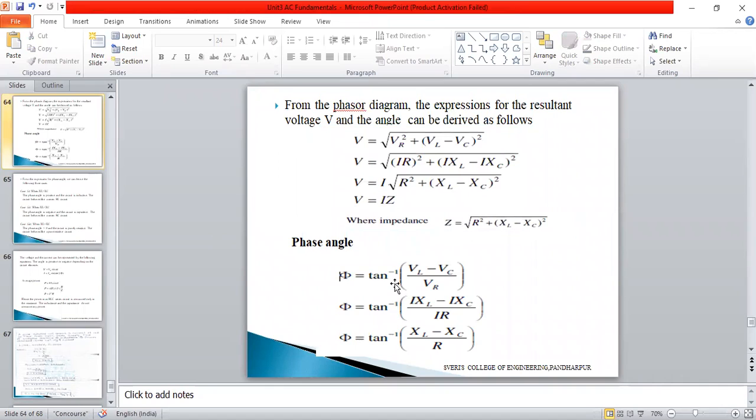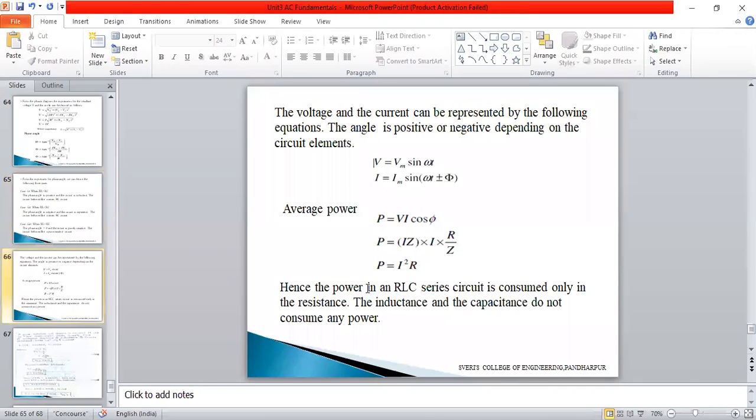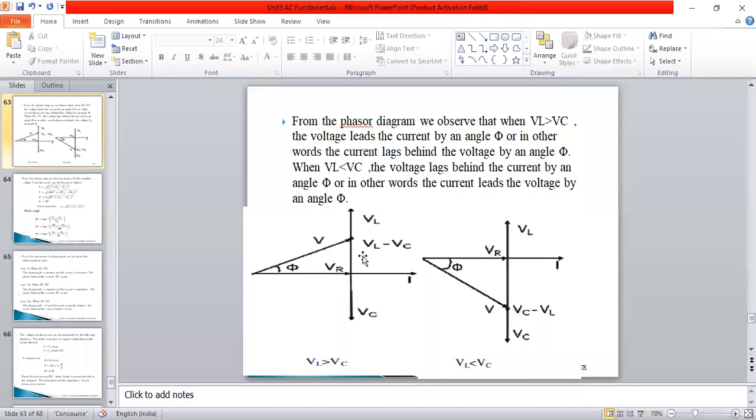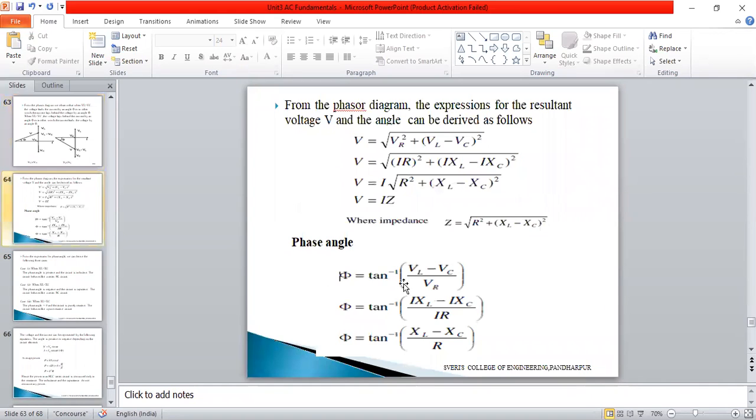Here VL is greater than VC. Tan phi equals the reactive component divided by the resistive component, which is opposite divided by adjacent. So tan phi equals VL minus VC divided by VR. So phi equals tan inverse of VL minus VC divided by VR. We can write here VR.